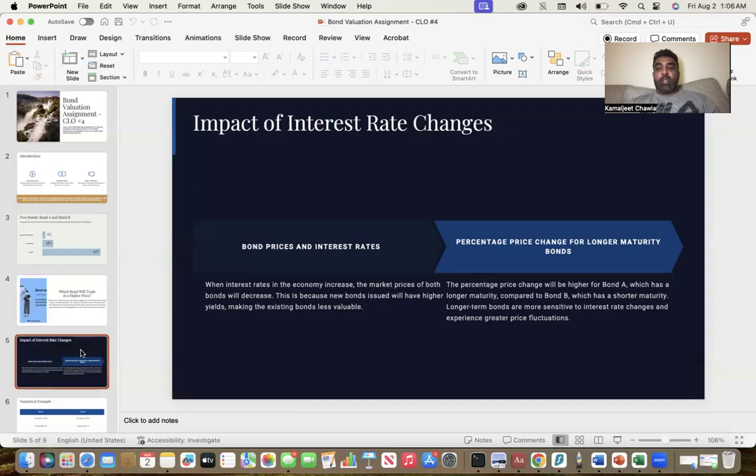So when interest rates increase, the market price for both bonds decreases. This inverse relationship occurs because new bonds are issued with higher yields, reducing the attractiveness of existing bonds. Longer-term bonds like bond A experience greater price fluctuation and are more sensitive to interest rate changes. As a result, bond A will have a higher percentage price change than bond B.